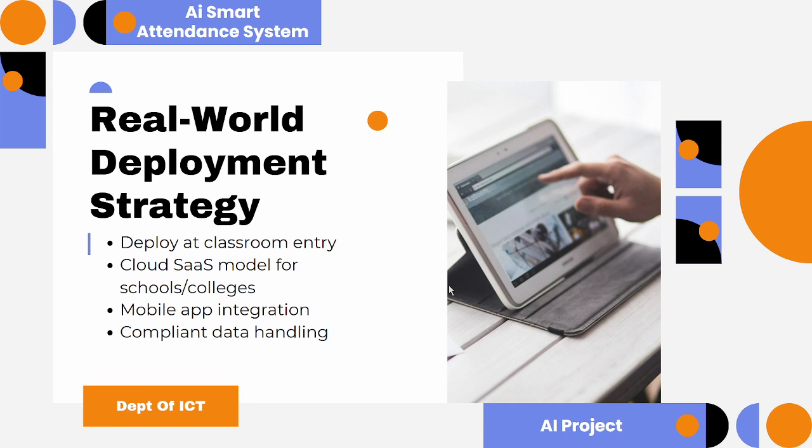The real world deployment strategy includes deployment at classroom entry, a SaaS model for colleges and schools, and mobile app integration. We will build an app after this in Flutter or any other Android framework, which is useful for the faculty. They can get the attendance from anywhere, and also upload the attendance as fast as possible.